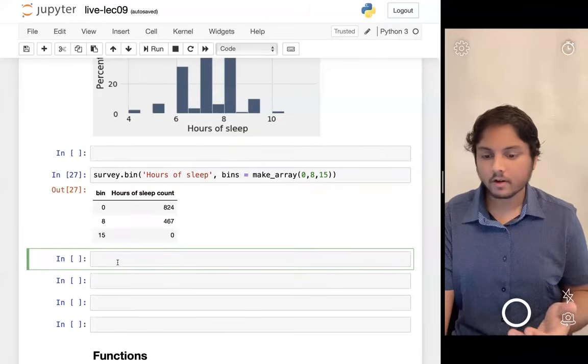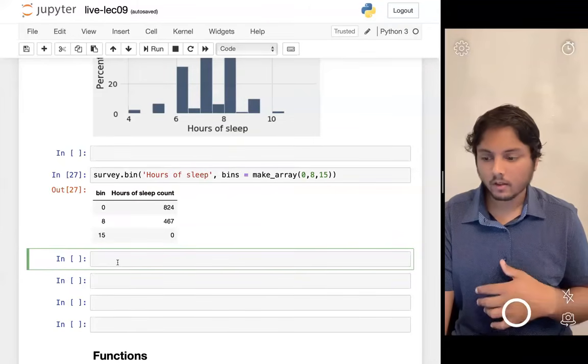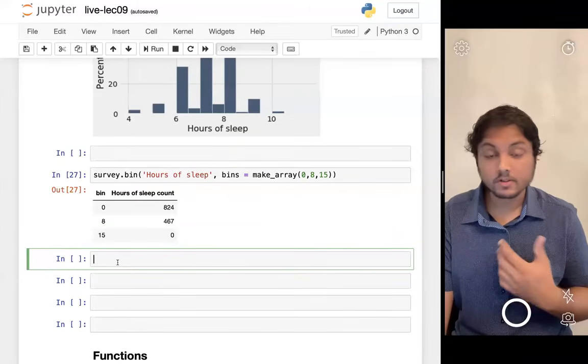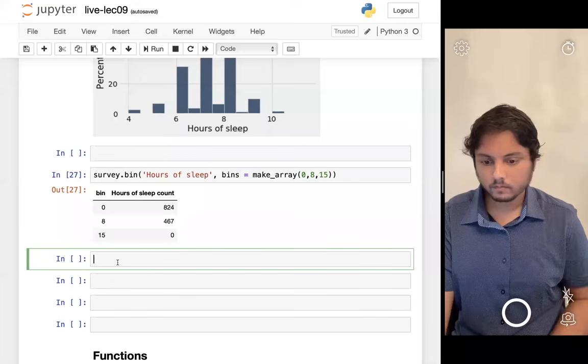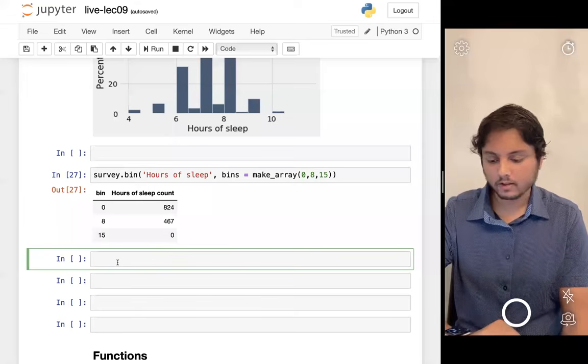And so now if we wanted to actually calculate the percentage of people who get more than 8 hours of sleep, how could we do that? Any thoughts on how I could calculate, given the data I have above, the percentage of people who get at least 8 hours of sleep?